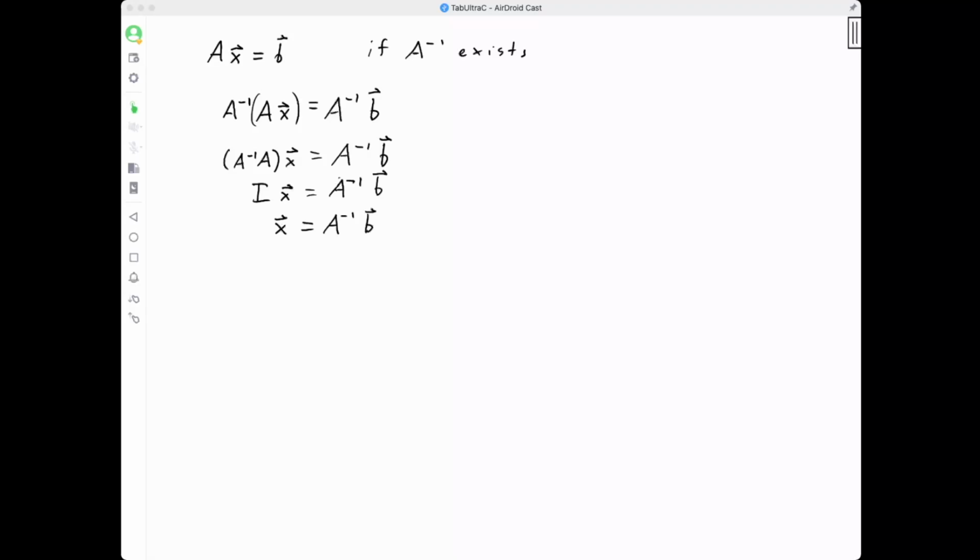So if the inverse matrix of A exists, if I know what that is, I don't have to go through the whole process of doing my reduced row echelon form. I can just multiply on the left-hand side by A inverse.